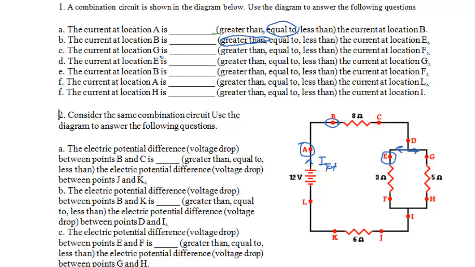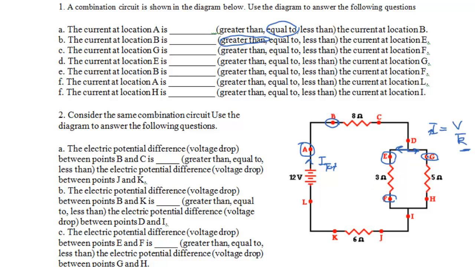The current at location G, and that's here, location G, is greater than, equal to, or less than the current at location F, which is here. Now, of course, the current that goes through G is the same as the current that goes through the 5 ohm resistor, and the current that goes through F is the same as the current that goes through the 3 ohm. As we mentioned, the one that will determine which one will get the biggest current is the resistance, and since I is V over R, the one with less resistance will get the bigger current. And here the one with less resistance is the 3 ohm.